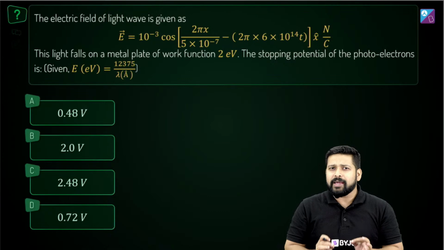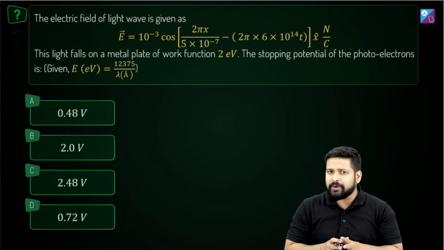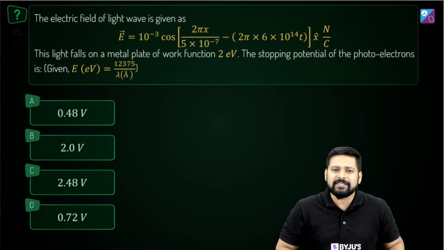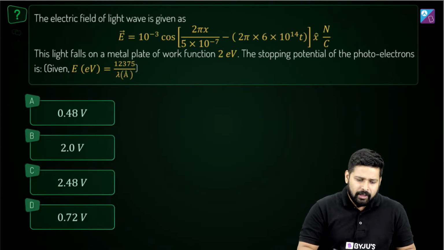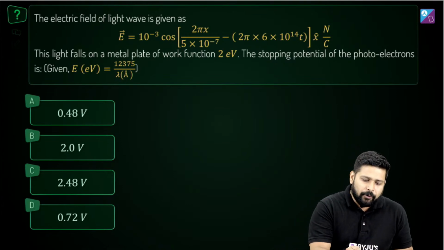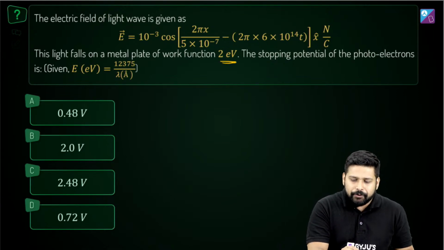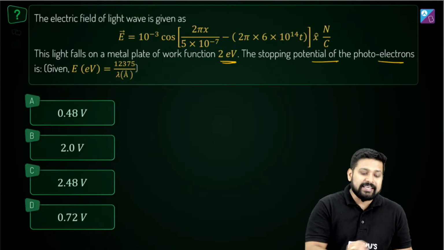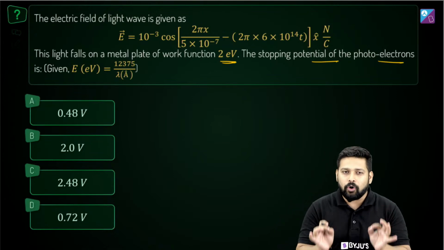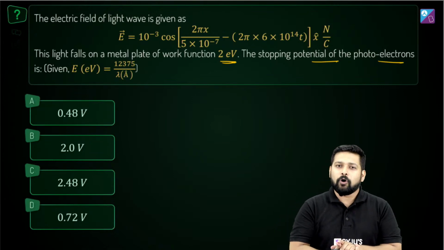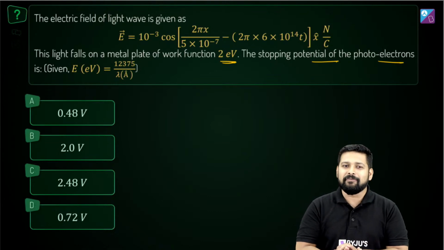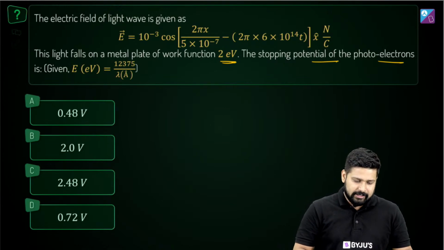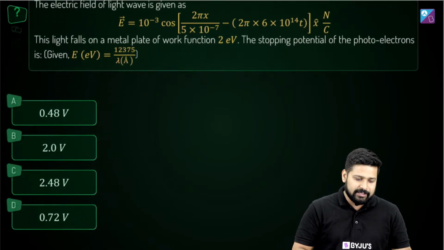What you have to do is identify omega, because आपको क्या चाहिए? Somehow if you know the frequency, you can write E is equal to h nu and find the energy associated with that particular radiation, isn't it? So you have got this expression, and this light falls on a metal plate of work function 2 electron volts. So phi is given to us. We need to find the stopping potential of the photoelectrons. You have got 4 options and all 4 options are in volts. Let's see who is the first one to answer it correctly.